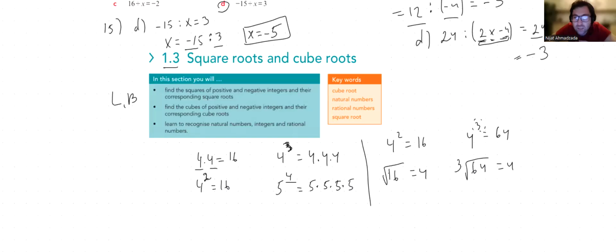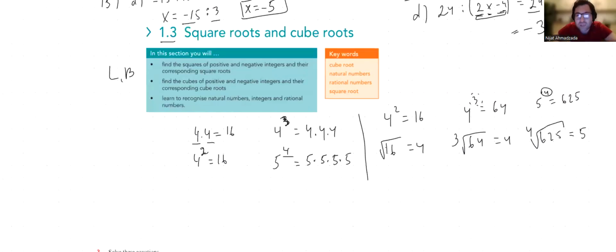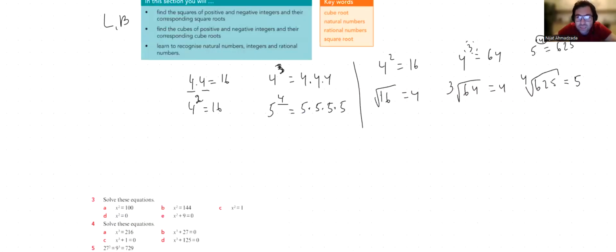For fun, I can tell you that 5 to the power of 4 is equal to 625. Then the root of 625, but which root? 5 to the power of 4, right? The fourth root of 625 is equal to 5. Okay, this is it actually. There's nothing else about this type of numbers. If I would give you some kind of equation in this type of numbers, if I say that x squared is equal to 9, then you know that x is equal to the square root of 9, right? From there, you can write that x is equal to 3.